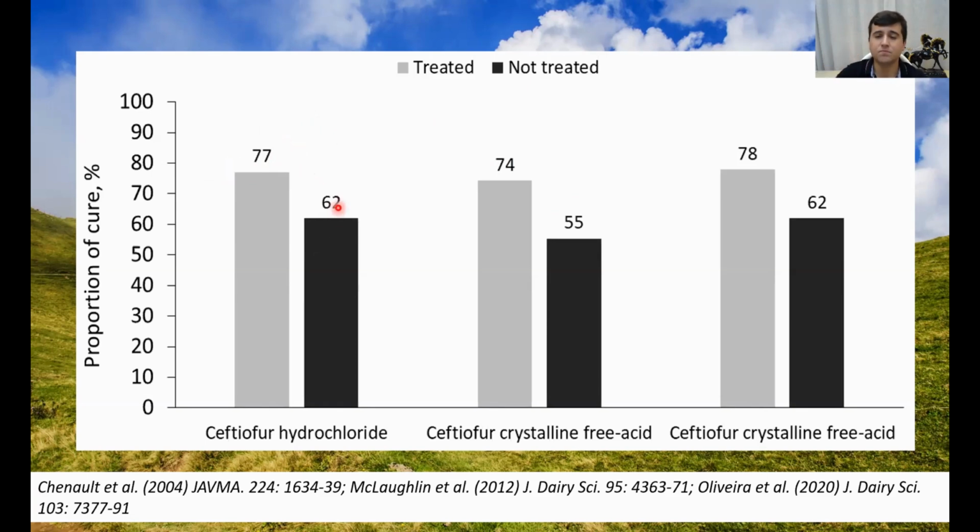So the first point we get is that metritis is a disease that has a high proportion of self-cure. What do I mean with that? You don't treat, and still animals reach clinical cure at a high proportion.